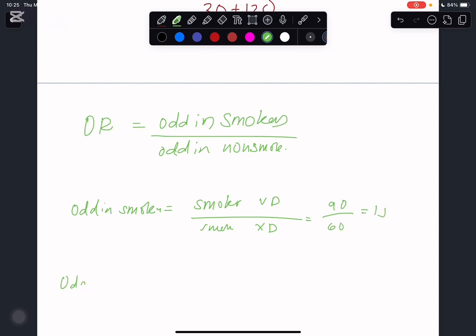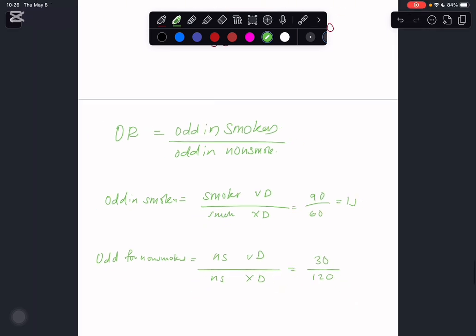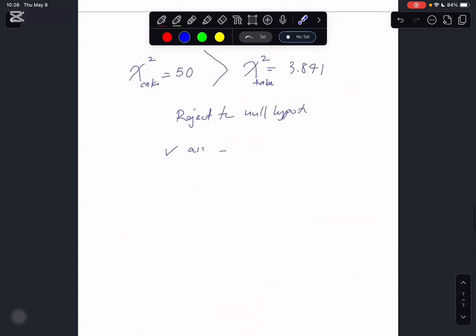With the odd for non-smokers equals the non-smokers that have the disease over the non-smokers that don't have the disease. Again من وين جبت هالأرقام؟ هذا كله from the observed data مو from the expected data. 30 over 120. So يعني if you just want to fact check me مرة واحدة the smokers that have the disease are 90. Go back to the table.